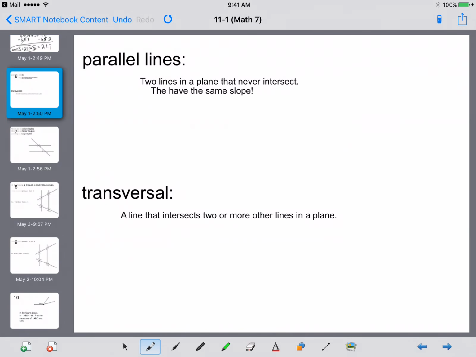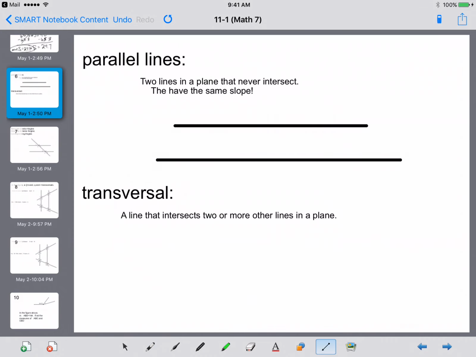We're now on to parallel lines. Parallel lines have so much in common, it's a shame they will never meet. So it's two lines in a plane that never intersect. And what they have in common is that same slope. They're never, ever going to cross each other, even if they continue on forever and ever.